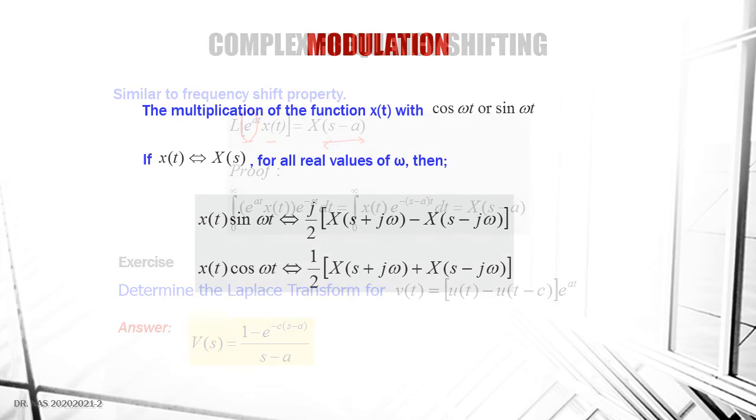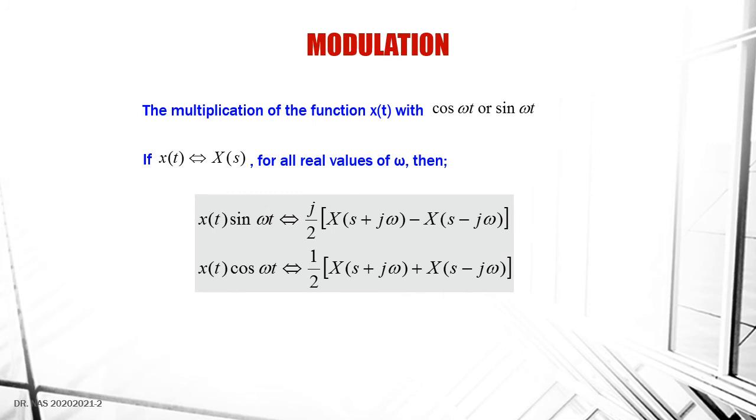Okay, next slide is the last property on modulation. When you have a function multiplied by a sine or cosine function, the Laplace transform is as follows. You can refer to the table, in which omega is the real value.